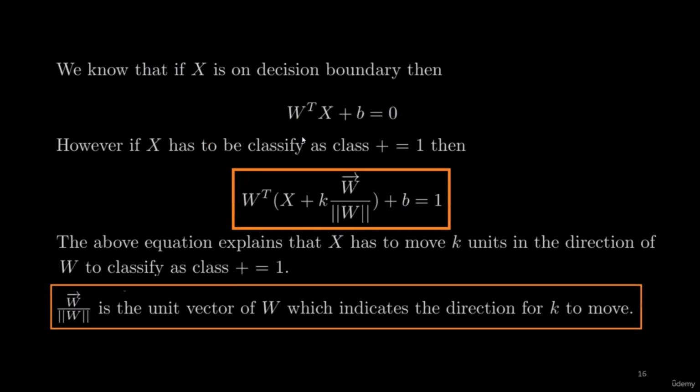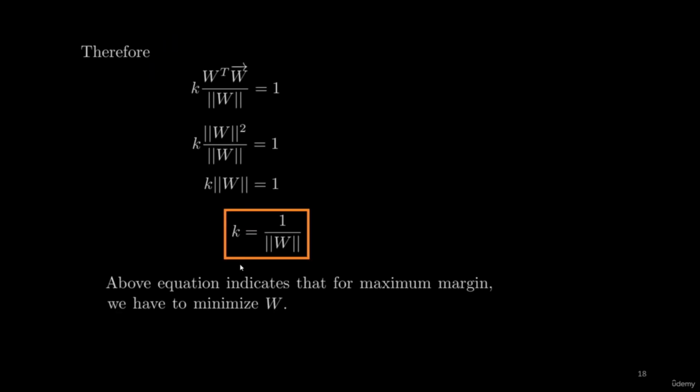We kept on deriving the values and reached the point where the value of k was 1 over the magnitude of w. Here w is the weight and bias matrix, and this is its magnitude. Now this k is a very, very important parameter for the support vector machine. By adjusting the value of k, we can make the support vector machine a hard classifier or a soft classifier. Furthermore, k also controls the regularization of a support vector machine. So this is a very important parameter.